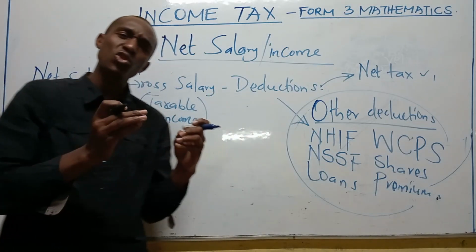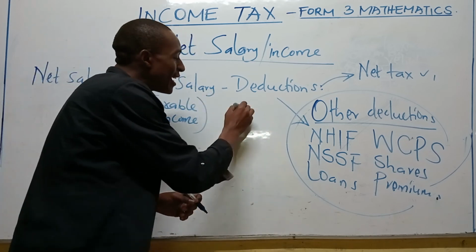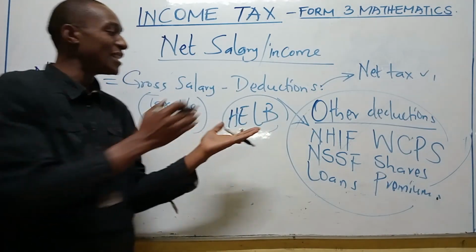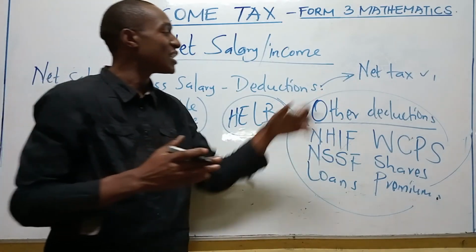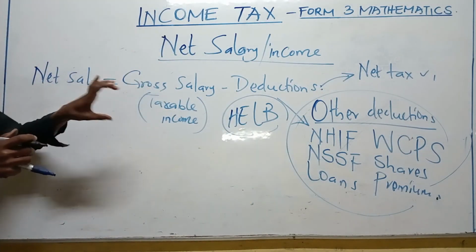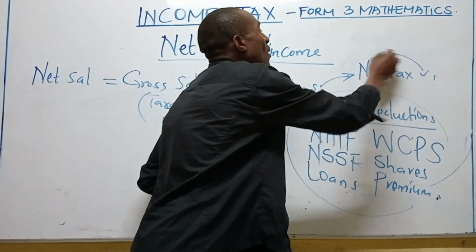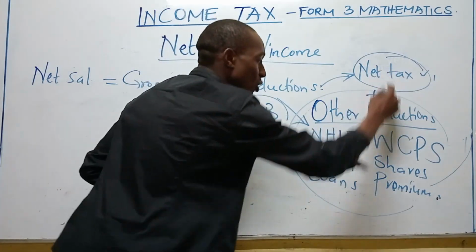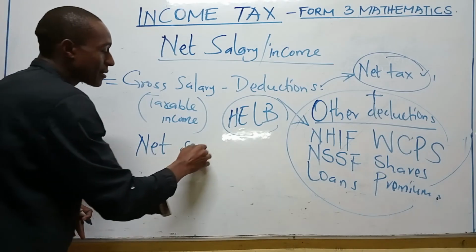For example, those who went to university and were given the higher education loans, board money, will be deducted some money when they are employed. And that forms part of the deductions. So when you are able to get the total salary or the gross salary, then you minus the deductions. Remember, deduction number one is tax. Then if there are other deductions, you total them there and then you get your net salary.